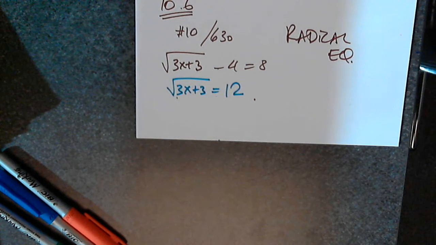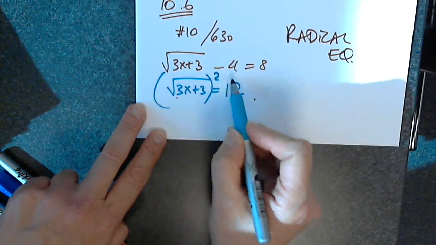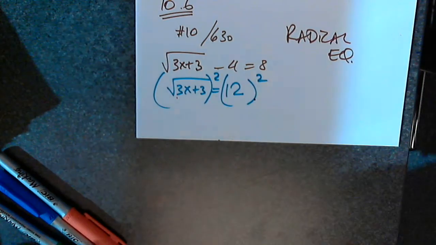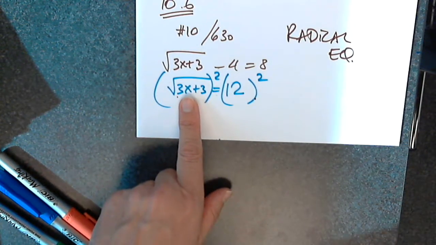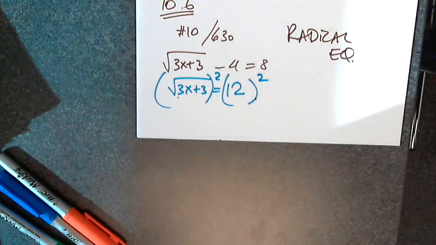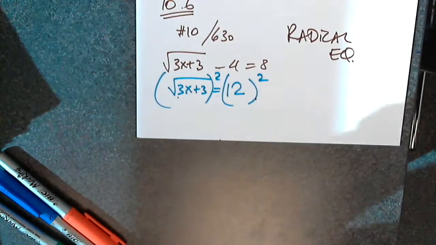Now the idea is to remove the radical. I will have to square. How come that I don't cube? What is the power on 3x plus 3? 1/2. And this is the power we want to eliminate. In order to eliminate power 1/2, I have to square both sides.